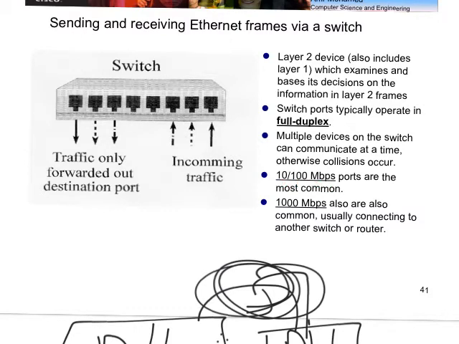So the port can have multiple choices in terms of speed. One port can be 100 megabits per second, which means that this port can communicate using either 10 megabits per second or 100. Based on what? Based on the device that's connected to it. If that device understands 100, then we'll communicate using 100. If it understands only 10, then we'll use 10. Okay? The 1000 megabits per second gigabit Ethernet is also common.